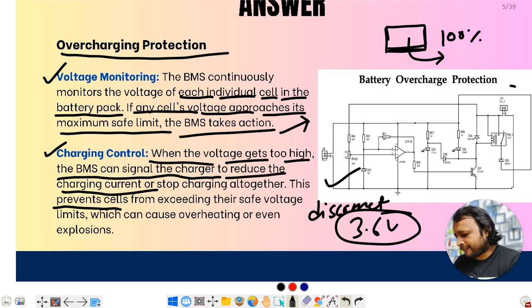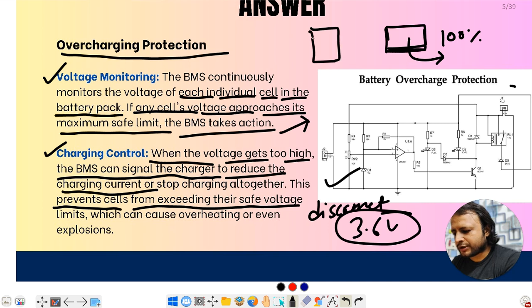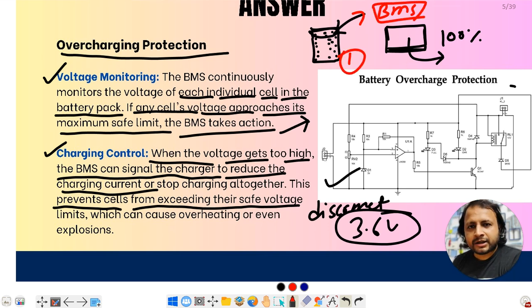This prevents cells from exceeding their safe voltage. Suppose we have one single cell, and it is continuously charging and reaching the maximum limit. That means there is some sort of sensor giving input to our BMS that this particular cell, suppose cell number 1, is charged. So what will the BMS do? The BMS will disconnect it.